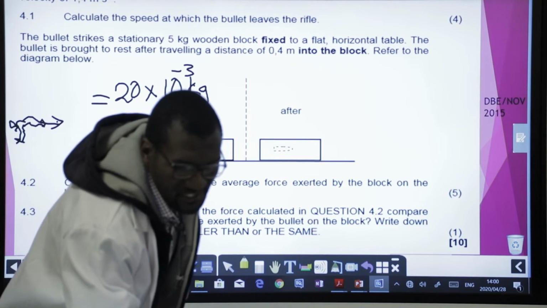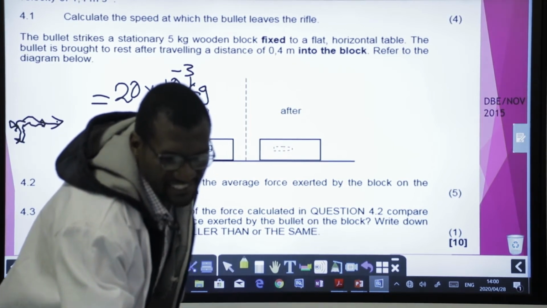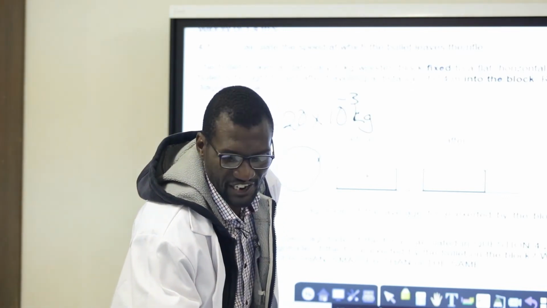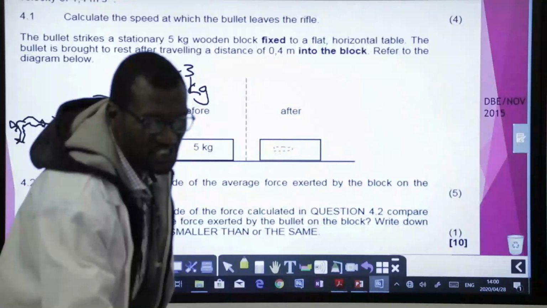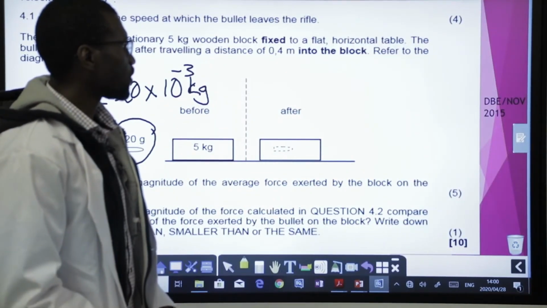What's going to be the first thing that must come to mind at this instant? At this instant, I must think, what am I going to use to come up with the answer? How am I going to calculate this particular question? Very easy. We are actually applying the conservation of momentum.